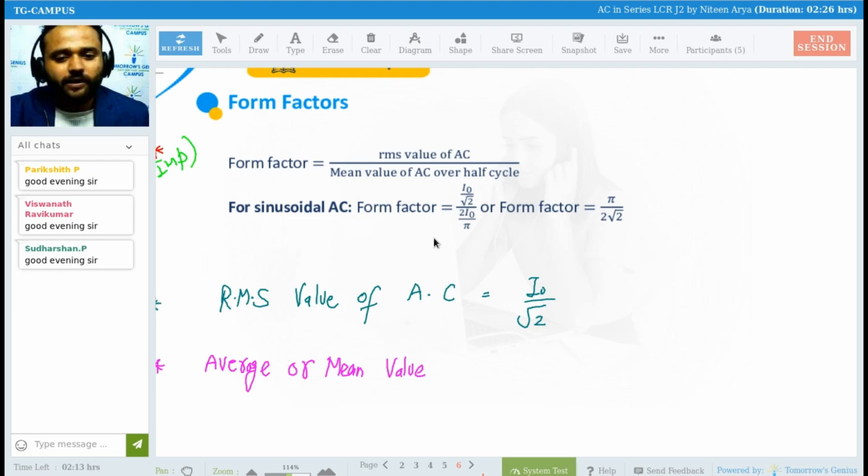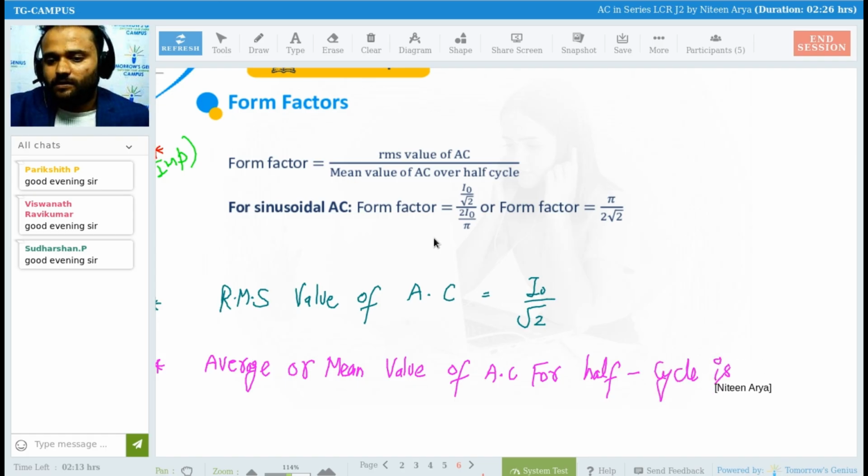It seems so easy, but when you are going to define it, it is not that easy. Average or mean value of AC for half cycle is this. What is this? 2 I naught upon pi. Tell me what is RMS value.